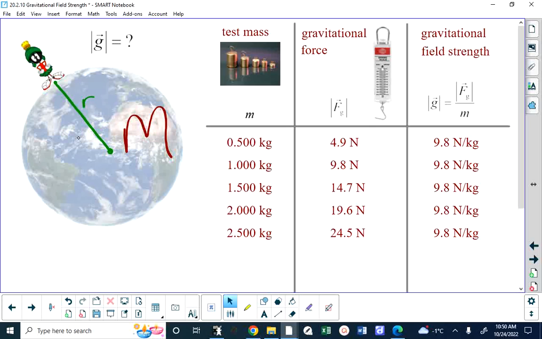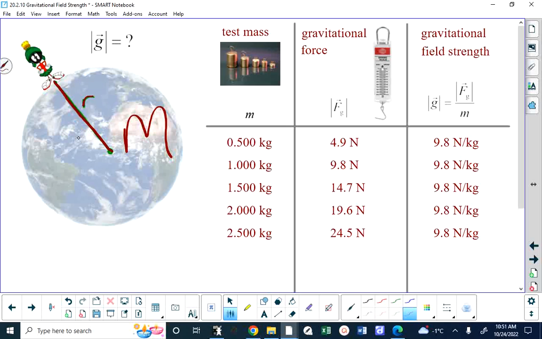So I want to make a note here, and I want you to make a note, that this big M in my picture is not the mass that this alien is hanging from a spring scale. This big M is the mass of the Earth. So listen very carefully. This is an experimental way to find the gravitational field of the Earth, but it makes no reference to these two things that we said the gravitational field depends on.